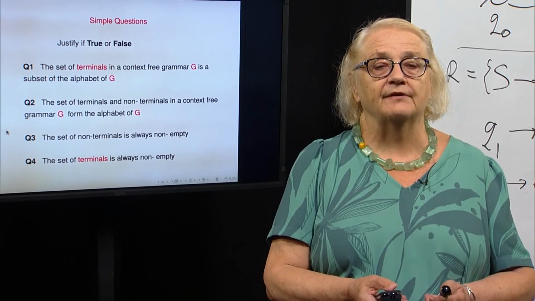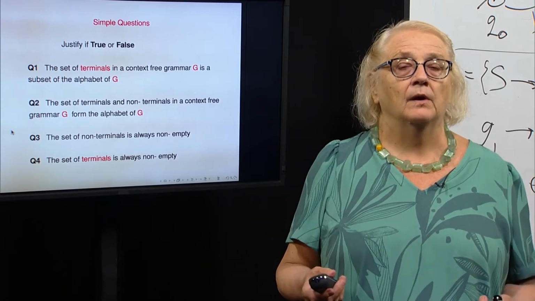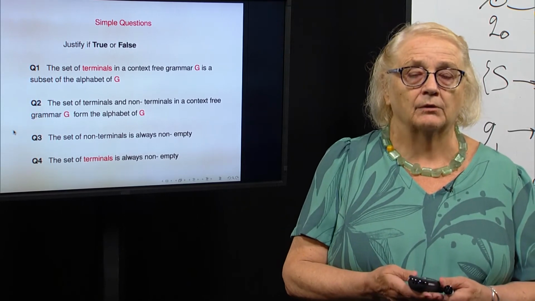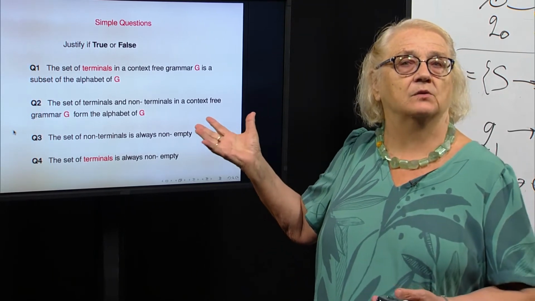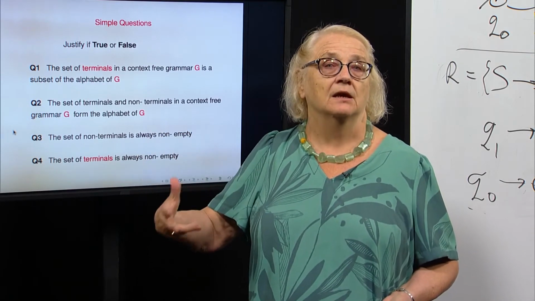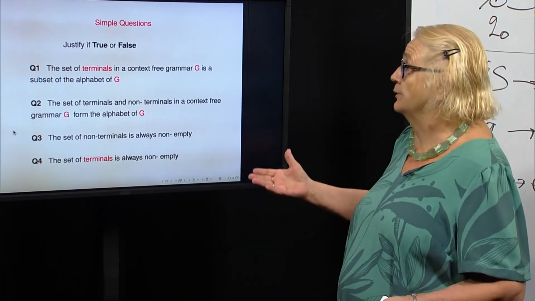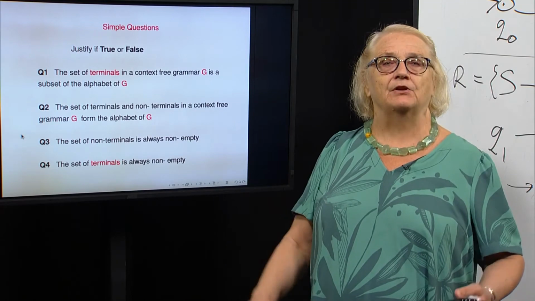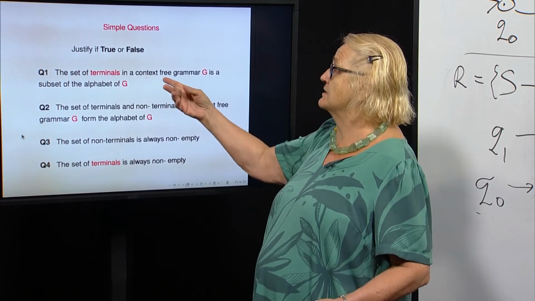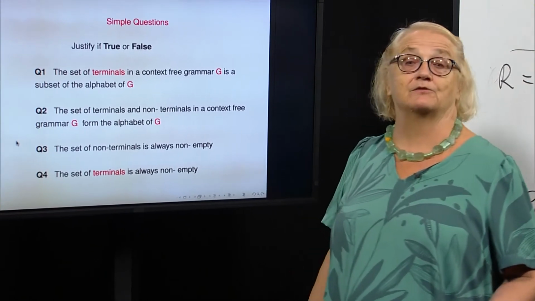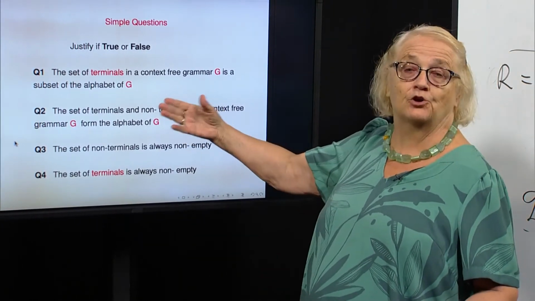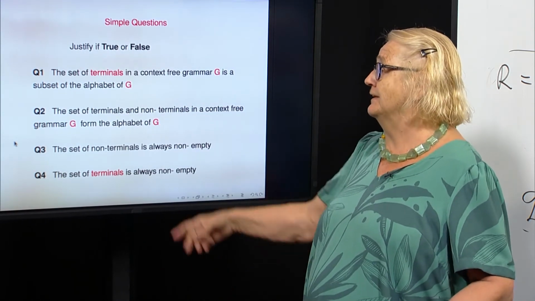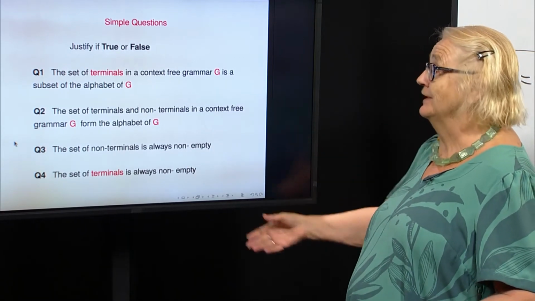So now also we have, like before, a lot of simple questions, which I'm not going to go through all of them, but I created all these questions for you to help you study the material. For example, up to now we covered material about grammars, and here: the set of terminals of a context-free grammar is a subset of the alphabet of G. True or false? A set of terminals and non-terminals of a grammar form an alphabet. The set of non-terminals is always non-empty.